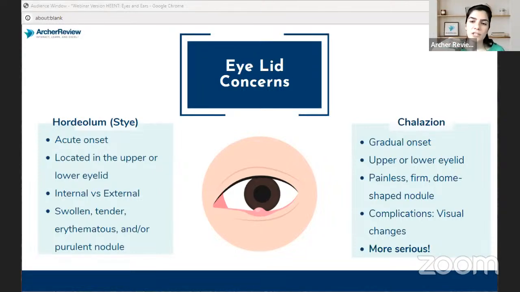And the biggest thing to do is make sure you examine, there's no signs of cellulitis, and educate the patient that they do not need antibiotics. It will resolve on its own. It should get better in 1 to 2 weeks. They just need to help it along by using those warm compresses to help reduce it, help it drain on its own. With chalazion, it's a little different.